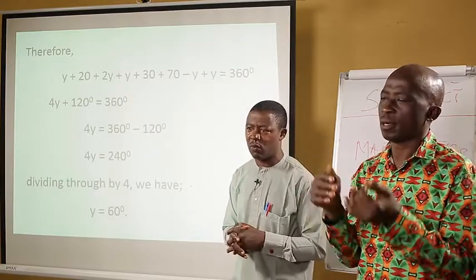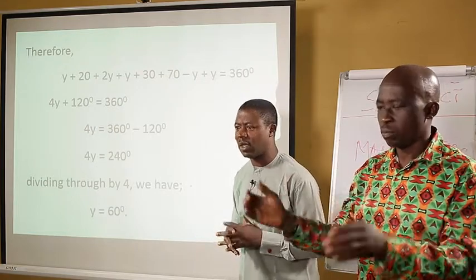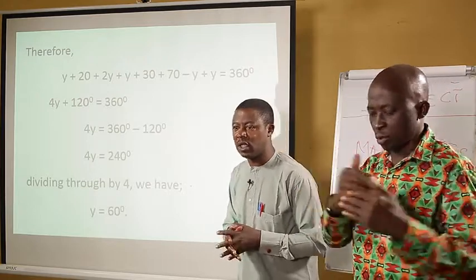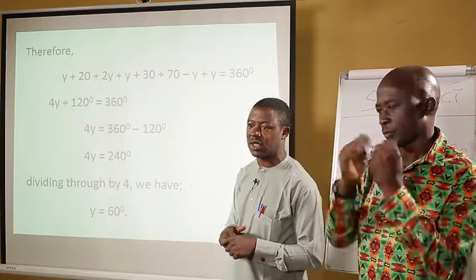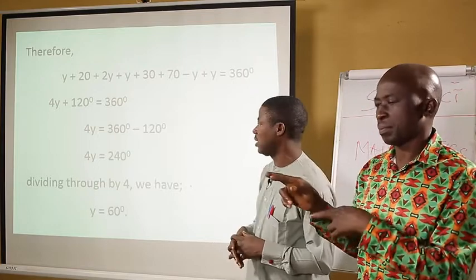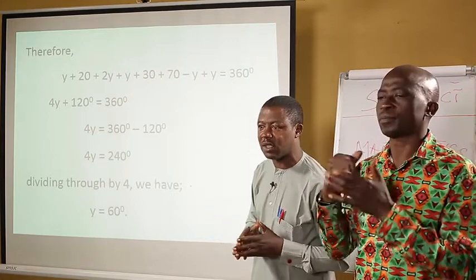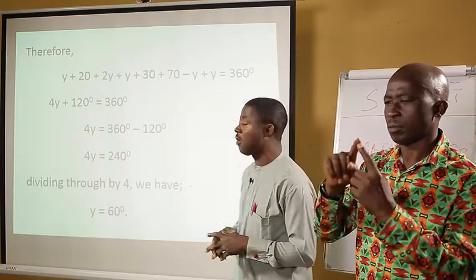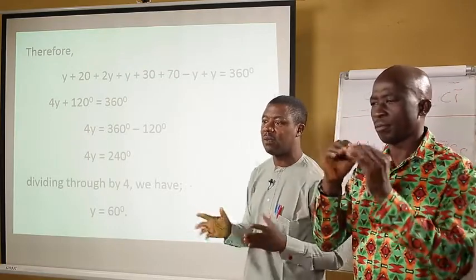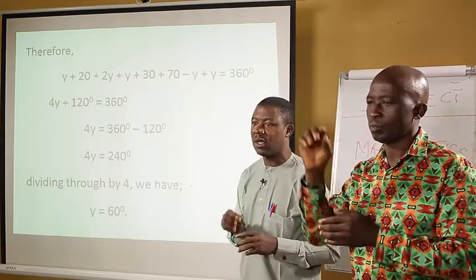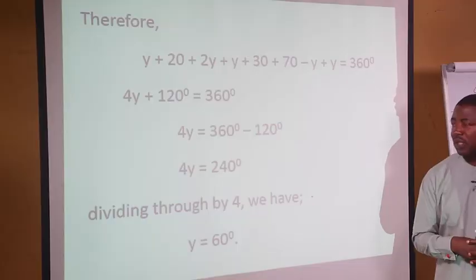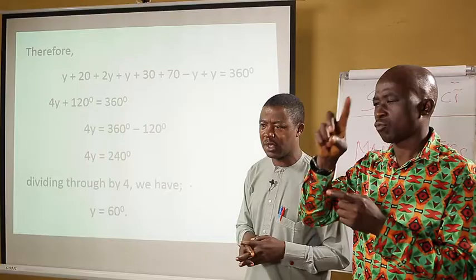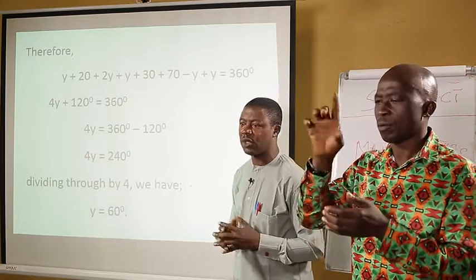How then do we find the value of y? We collect like terms. You collect all the unknowns on one side and the knowns on the other side. Therefore, we transfer 120 degrees to the right-hand side of our equation. Take note that when a number crosses the equality sign, it changes from positive to negative, and from negative to positive. That is why we have 4y equals 360 degrees minus 120 degrees. We are left with 4y equals 240 degrees when you subtract 120 from 360.